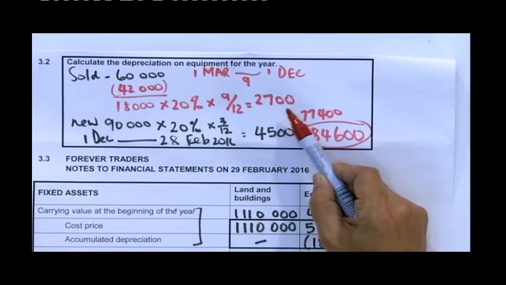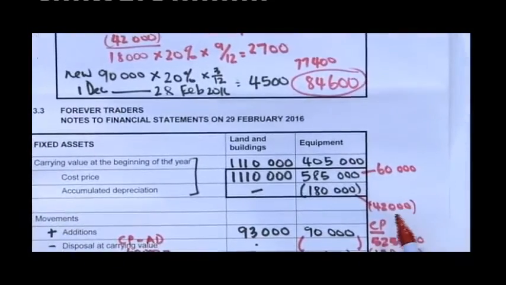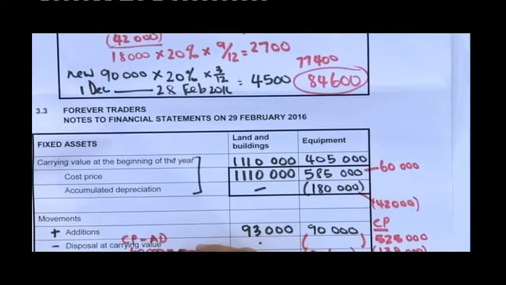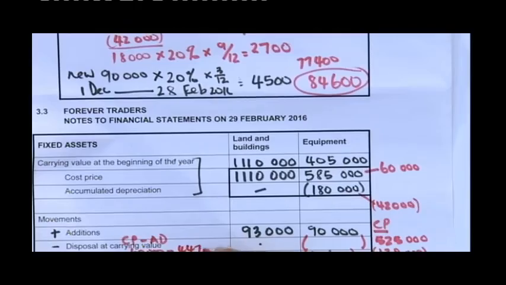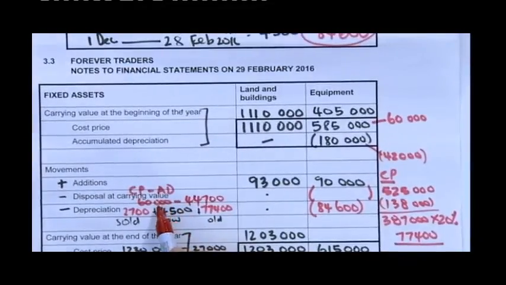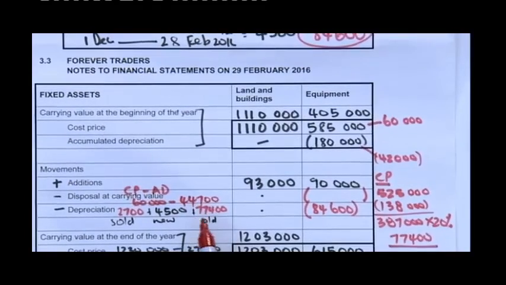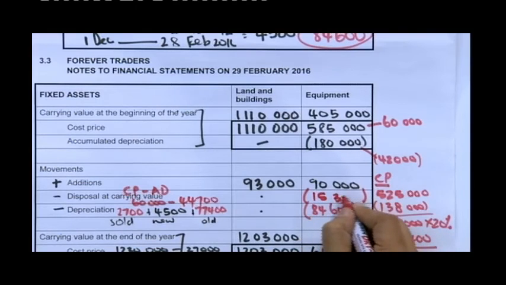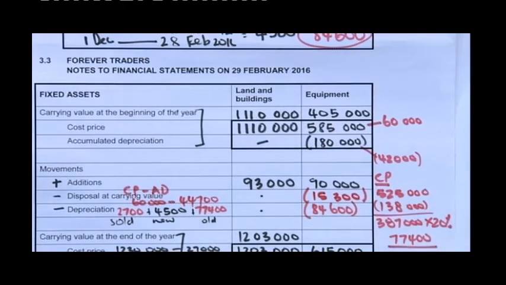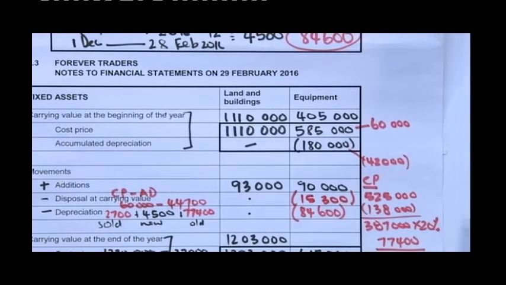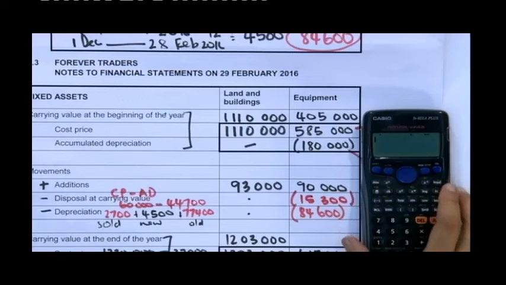So that 2,700 needs to be added to the accumulated at the beginning of the year of the 42,000. Then in total it's going to be 44,700. Right, so then I say 60,000 minus 44,700 gives me 15,300. Right, so then we have to do some calculator work. Now there are two ways of doing it.